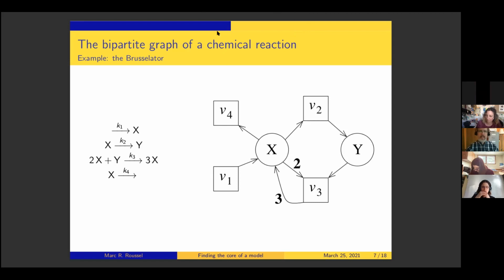I see there's something in the chat, but the little chat thing keeps disappearing on me. I guess, oh, hello, Widodo.